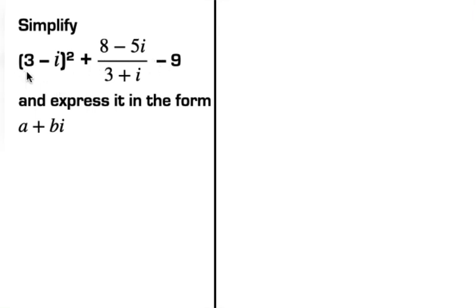Simplify. Bracket 3 minus i all squared plus 8 minus 5i over 3 plus i minus 9. We are going to solve this expression in 3 parts.